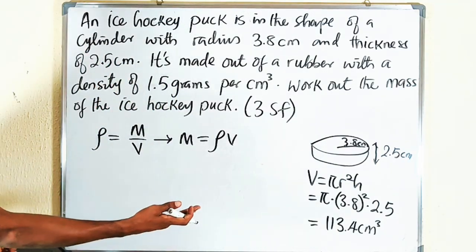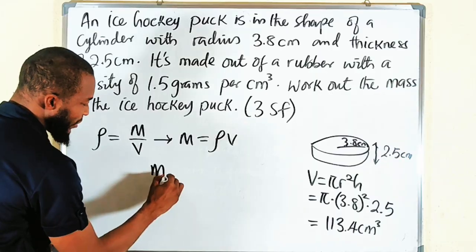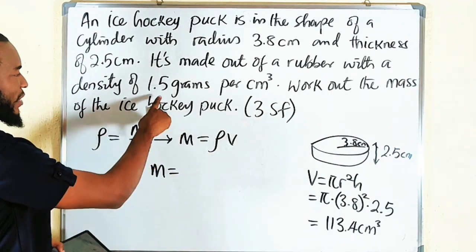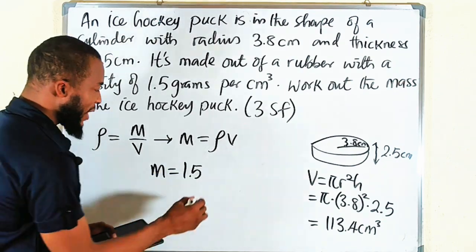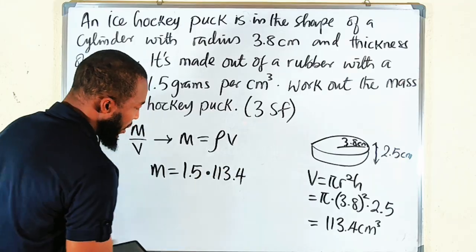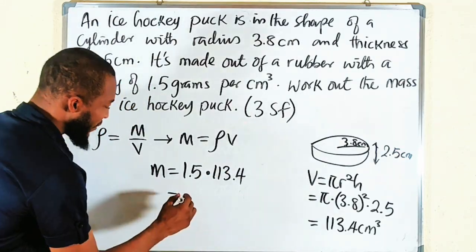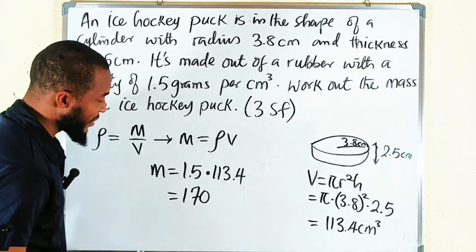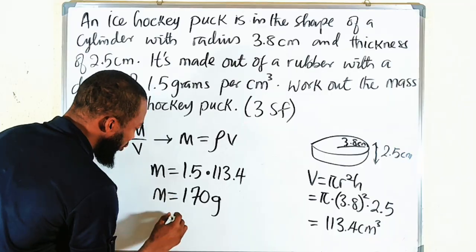So since we have the volume, just bring it back here, which implies that the mass of the hockey puck is equal to the density. I think we are given the density here, which is 1.5, right? 1.5 multiplied by 113.4, and this is equal to 170 in three significant figures. And what is the unit? Gram. Very simple question, right?